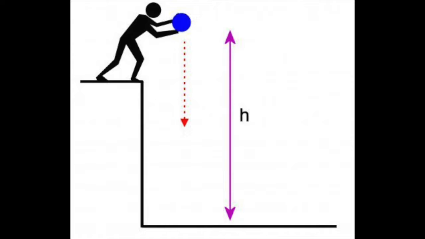In this case, the falling body starts off at rest and reaches a final velocity. The acceleration in all these problems is the acceleration due to gravity.